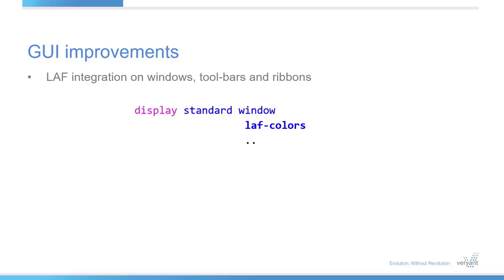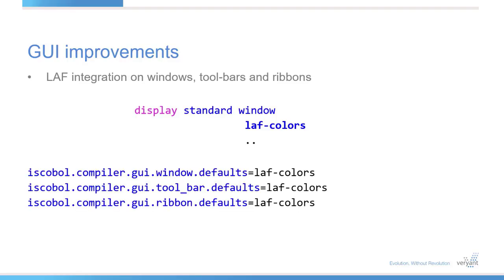Now, if you want to apply the LAF to all of the windows, the toolbars, or the ribbons across your application, you can use the global approach. Set these configuration variables in your properties file.